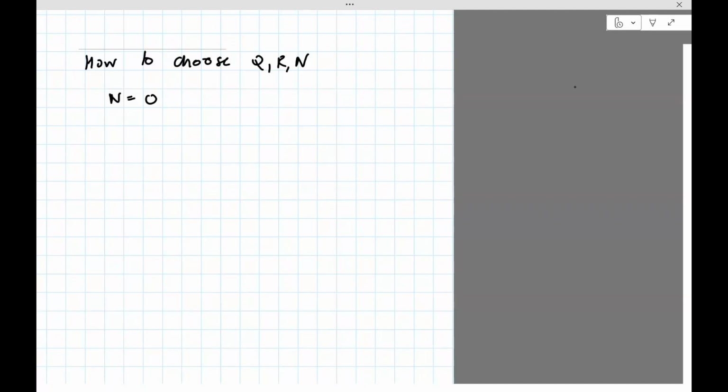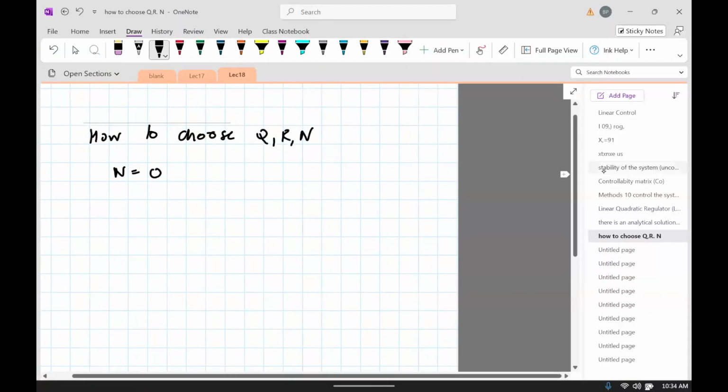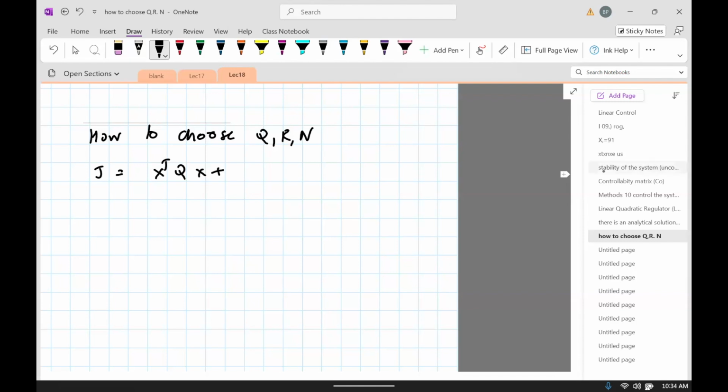It's basically a cross-coupling term between, let me write the cost. It's x transpose Qx plus u transpose Ru plus 2x transpose Nu dt, from 0 to infinity. Okay, so to make your life easy, this is what I suggest. Just take N equals 0. Don't even bother with N. Just make it 0. So that term will drop out.